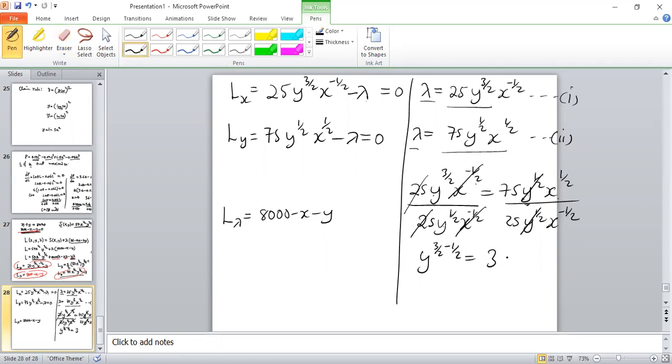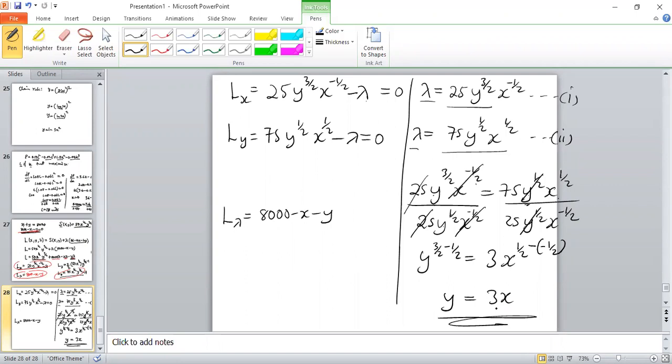Then this x is to the power half. When you're dividing, you subtract. So it will be minus negative half. Negative, negative will be positive. So what is half plus half? That will give us 1. So this will be 3x. Then y is equal to 3x. So we have y equals 3x.